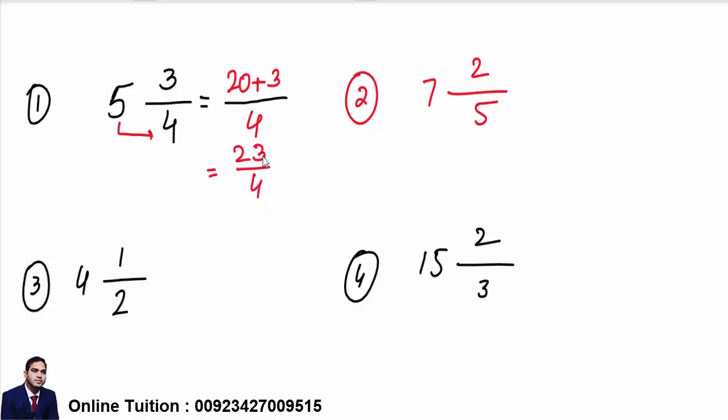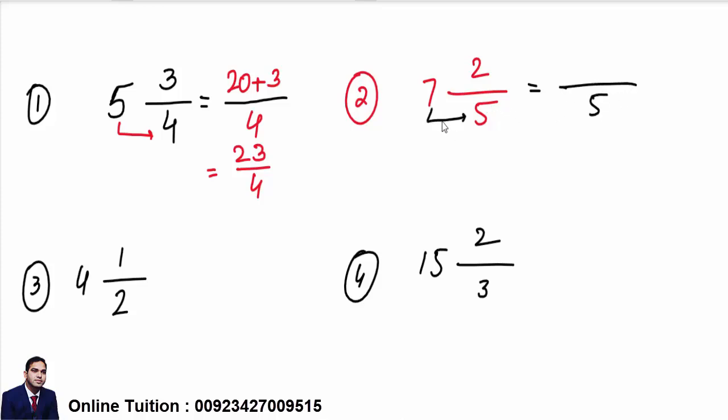This is an improper fraction because the numerator is greater than the denominator. You can see that here is 23 over 4. So 23 is greater than 4. This is an improper fraction.